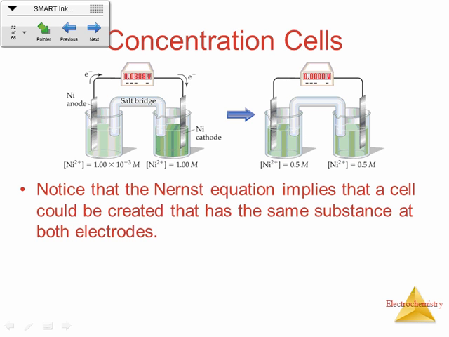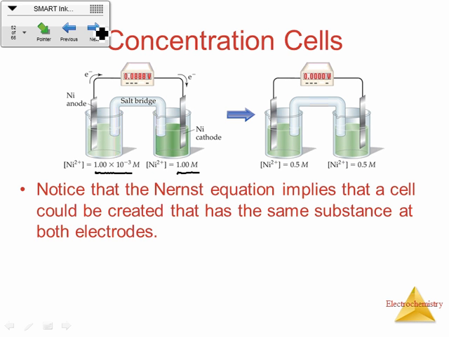There is this idea of concentration cells. I'm not too worried about that, but the Nernst equation does show that you could create a cell with the same substance at both electrodes, just with different concentrations. So what they're showing here is a nickel concentration in one solution of 1 times 10 to the negative third, and then standard concentration in the other one.